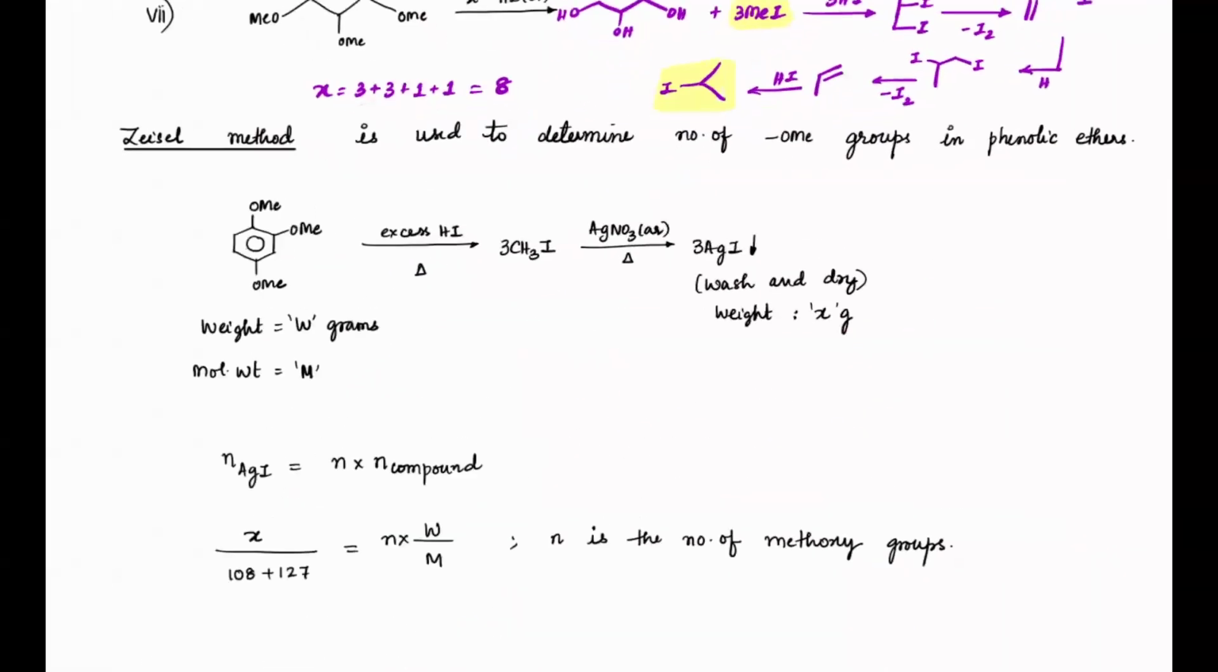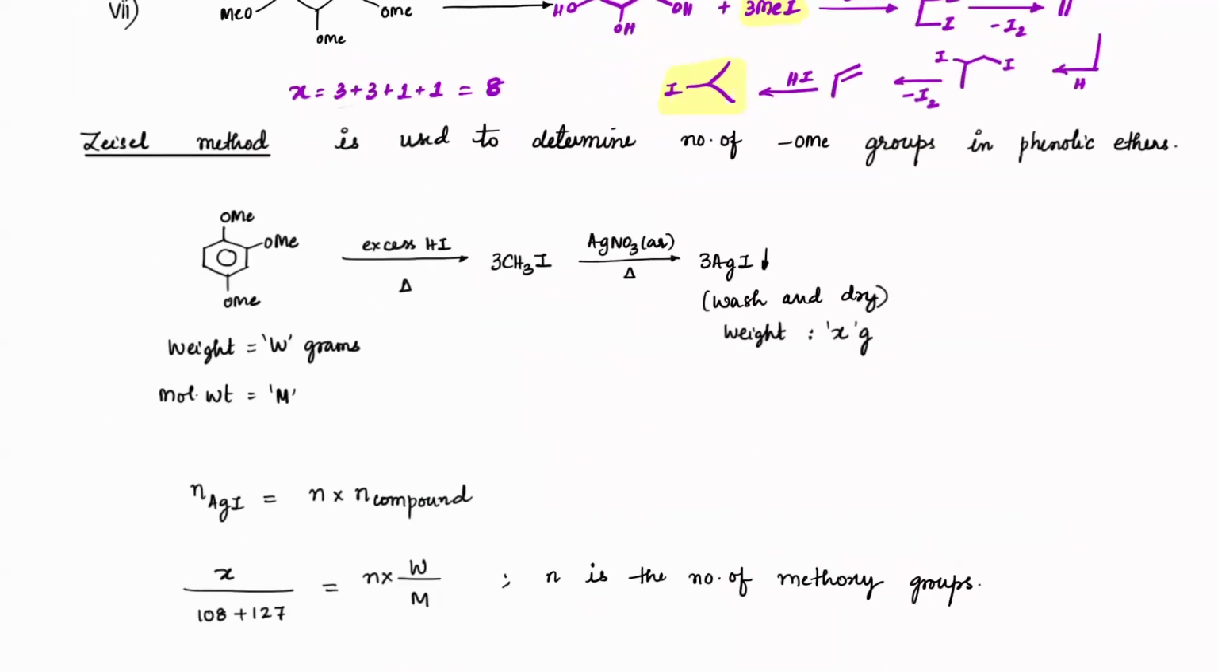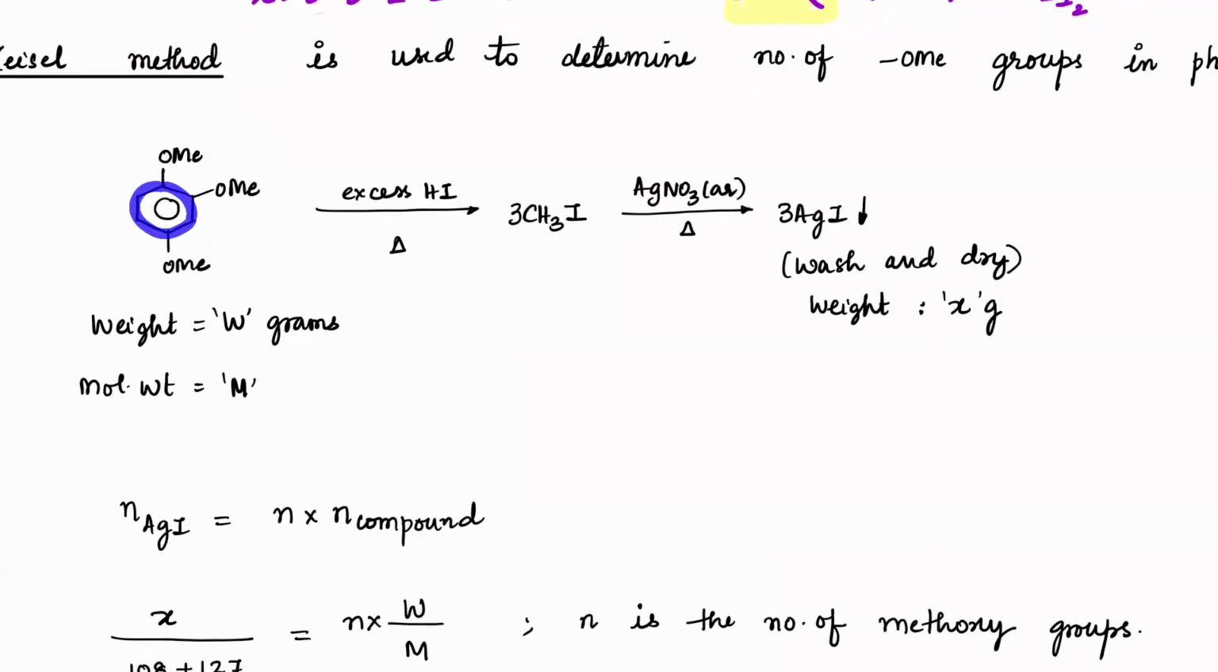Done. Now notice, what is Zeisel's method? Zeisel's method is to determine how many OMe groups are present in a phenolic ether. For example, if you have this phenol, and I need to know whether there are 3 or 4 or 5, 6, how many methoxy groups are present.